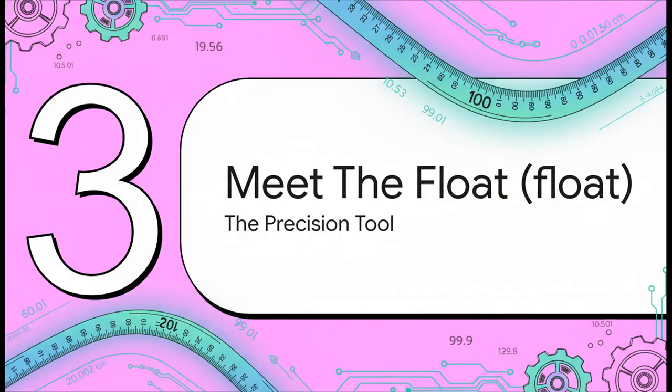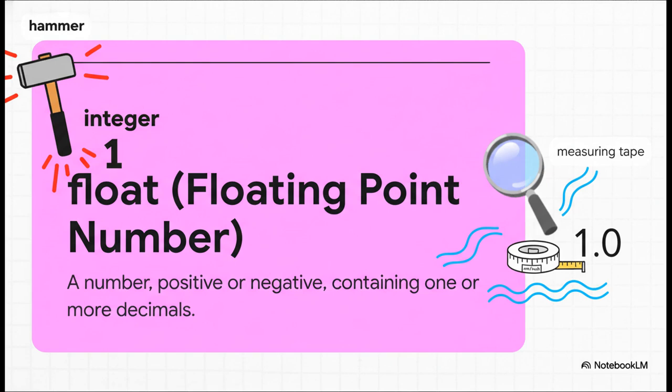Okay, let's put the hammer down and pick up our next tool, the float. Now, if an integer is for counting whole things, the float is all about measuring things with precision. This is our measuring tape. It's for all those times when close enough just won't cut it, and you absolutely need those decimal points. So a float, or a floating point number, is just a number, positive or negative, that has 1 or more decimals.